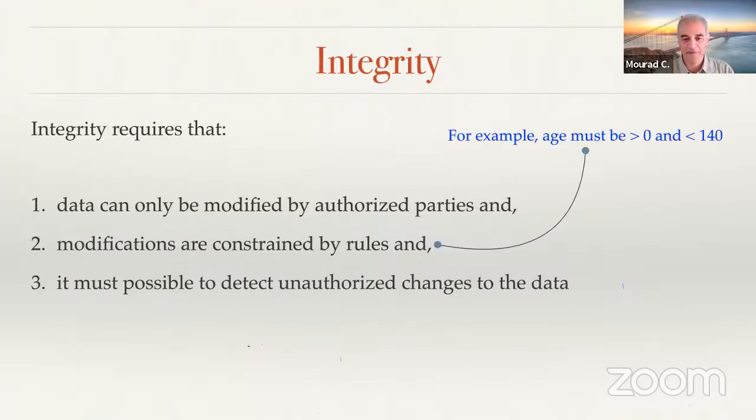Okay, what do we mean by modifications are constrained by rules? Let me give you an example. Let's say you're managing a database of users and they contain age, right? If someone changes the age of a person in the database, such that the age is less than zero or more than 140, that's not realistic, right? It's not consistent. So there should be rules that monitor these kinds of changes to the data, so that they fall inside an acceptable range. That's the example for age, but you can think of other examples as well.